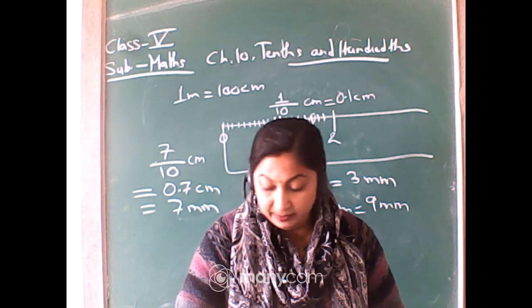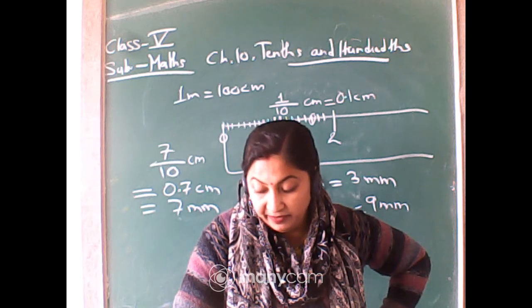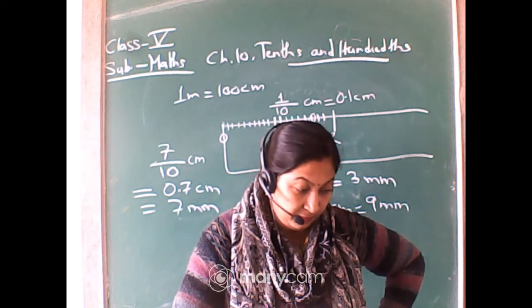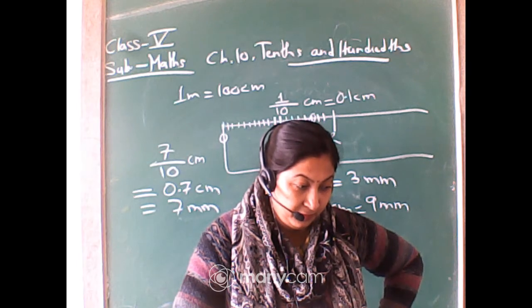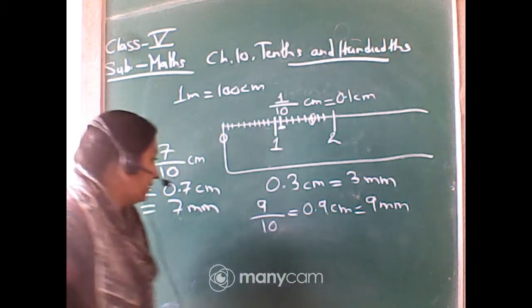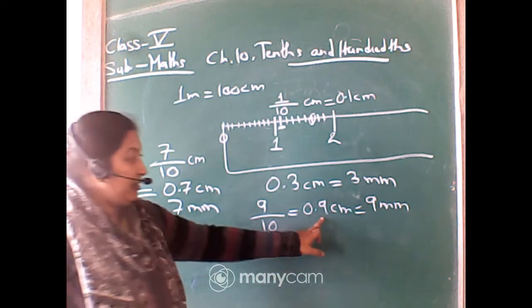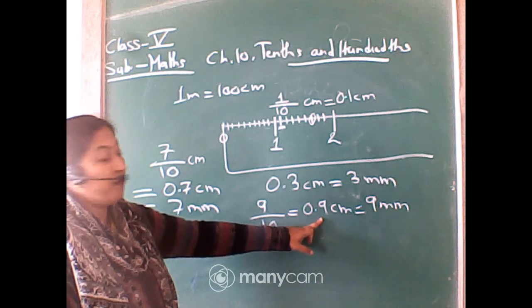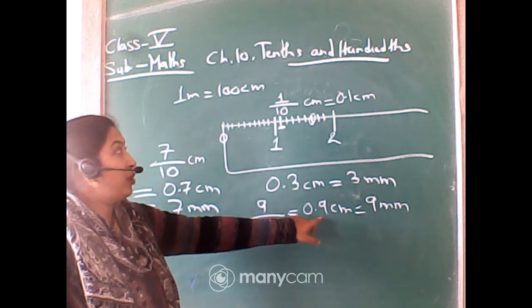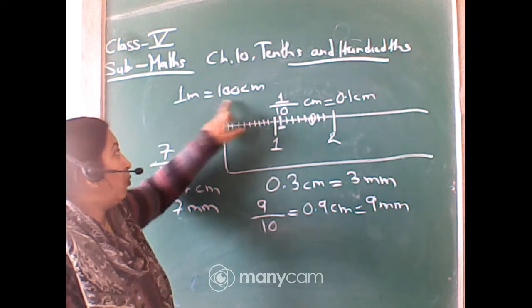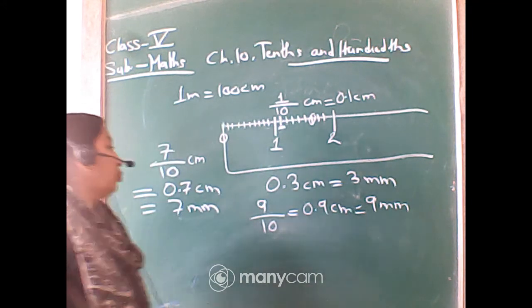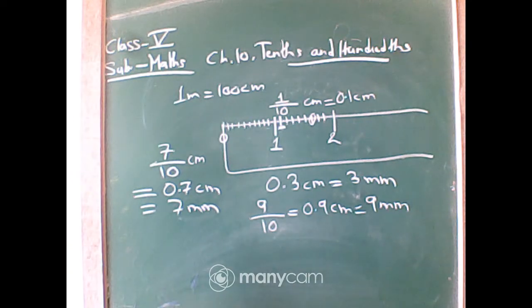How is it 11? See, 0.9 centimeter is the length of one frog. And to this 0.1 you have to make it 100 so that 1 meter can be covered. So what will you do? What can you do to make it 100?